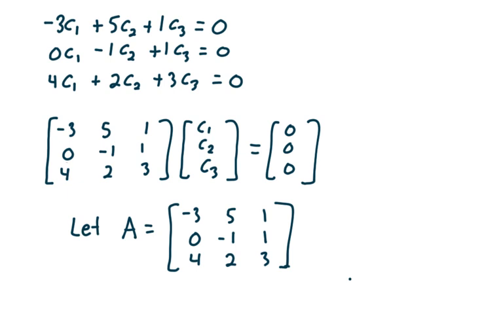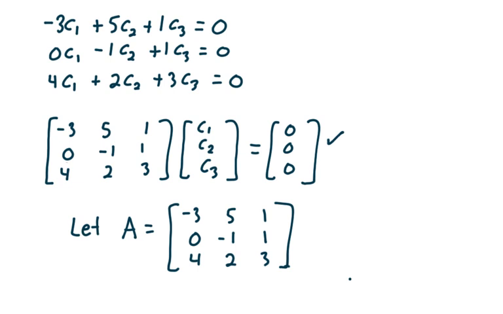So I get -3C1 plus 5C2 plus 1C3 equals 0. 0C1 minus 1C2 plus 1C3 equals 0. And 4C1 plus 2C2 plus 3C3 equals 0. And so I'm going to write this system in matrix form. I'm going to take the coefficient matrix with rows (-3, 5, 1), (0, -1, 1), (4, 2, 3), multiply by the vector C1, C2, C3, and set it equal to the 0 vector. So the column vector is 0, 0, 0.